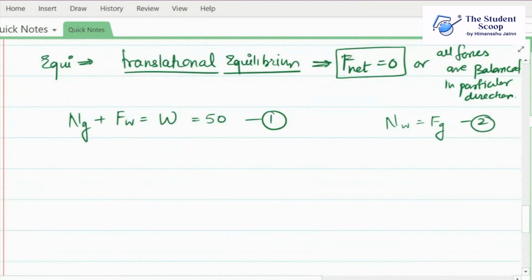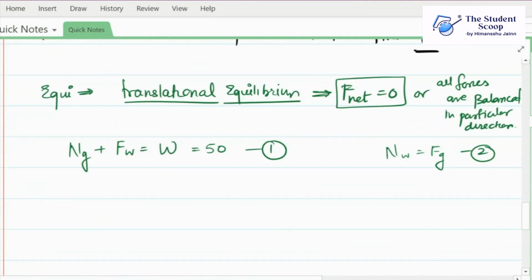Now, can we figure out anything else? So first thing that we figure out is that the friction force from the wall is coefficient of friction times the normal force from the wall. Correct? Which is basically 0.5 times NW. Okay. That is something that we do.